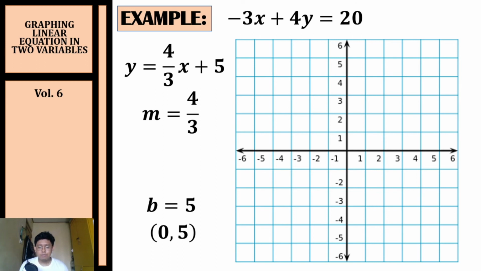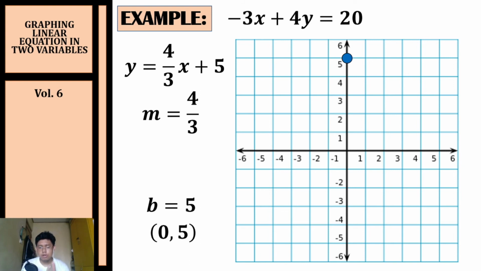Now that we have our slope and our y-intercept, it is time for us to graph. First, let's plot the location of our y-intercept, which is (0, 5). So it is located here. And using the slope, let's get the next point.